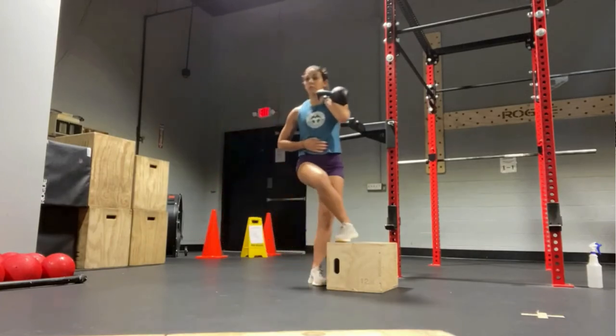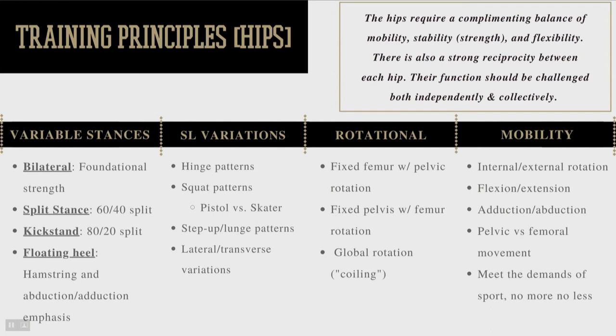And then, of course, our lateral or our transverse variations are going to be apparent as well. For the rotational piece, we need to understand that there's going to be a difference between having rotation with a fixed femur and pelvic rotation, and then having a fixed pelvis with femur rotation. Each is going to have its own benefits, but generally speaking, a fixed femur with pelvic rotation is going to be a natural rotation pattern. So in most cases, we have our foot in contact with the ground, the femur is fixed, and then the torso and the pelvis rotate over top of the fixed femur. That is a natural sport action.